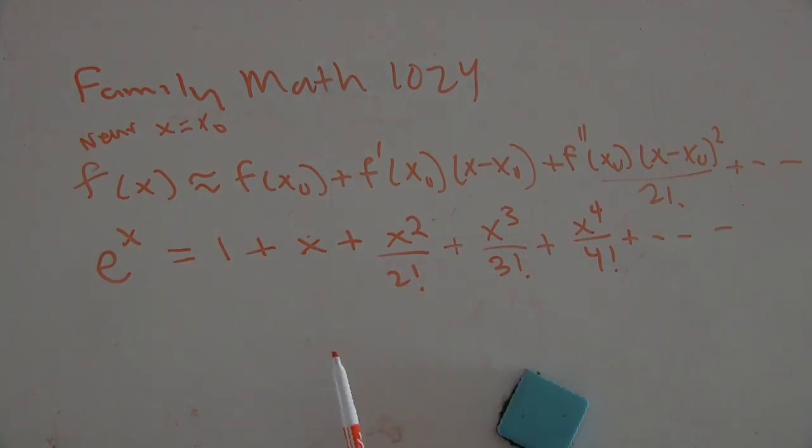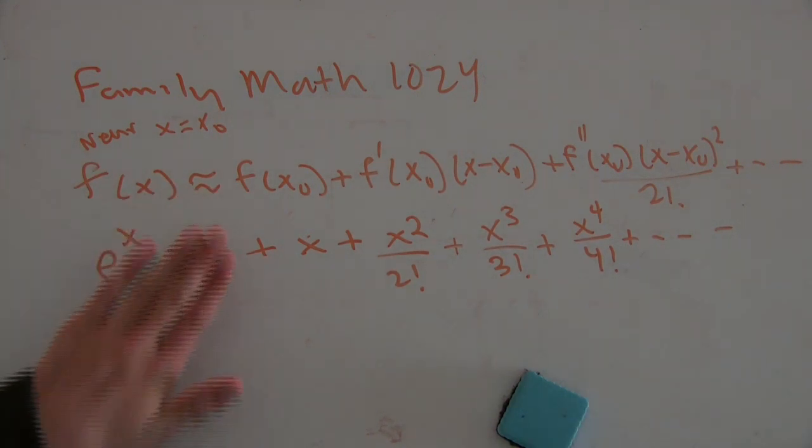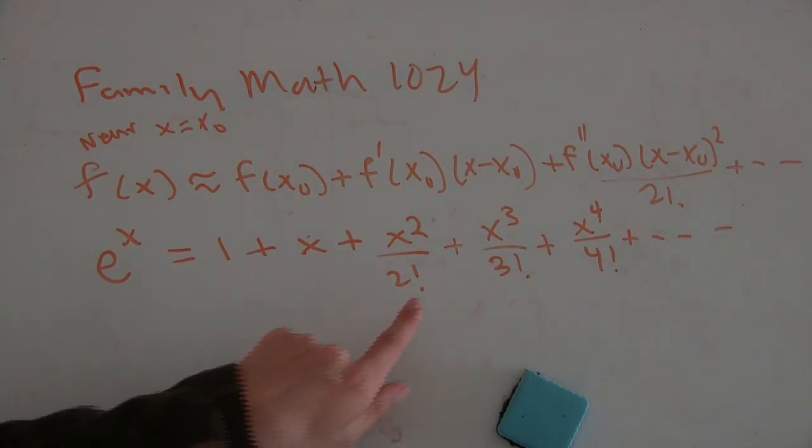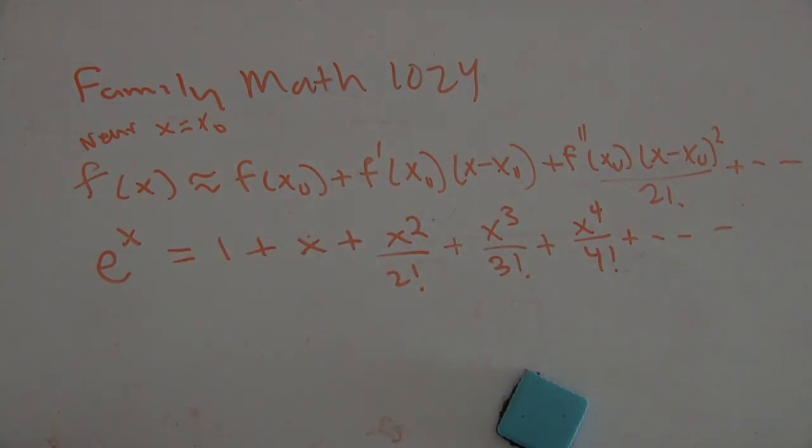And you can see a nice property of e to the x. What's a nice calculus property of e to the x? It is its own derivative. Okay, and does that happen with this series? Yeah, because when you take the derivative, the 1 goes away, x goes to 1, x squared over 2 factorial goes to x, x cubed over 3 factorial goes to x squared over 2 factorial. So this infinite series has that nice property.